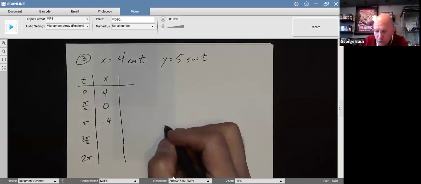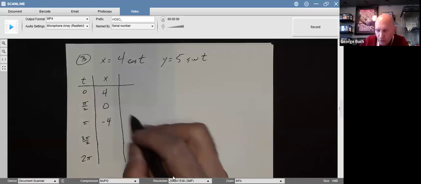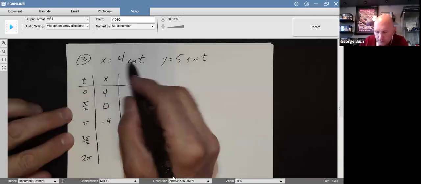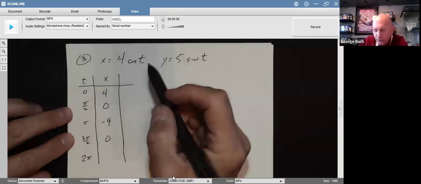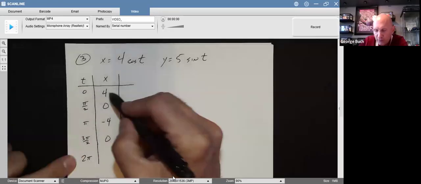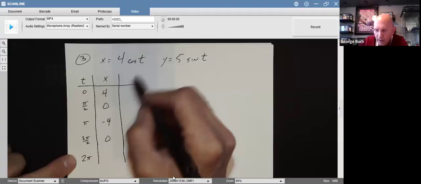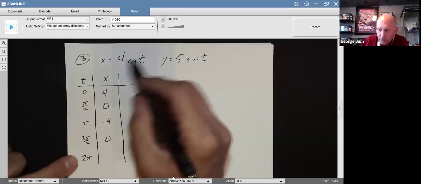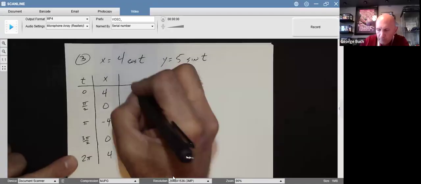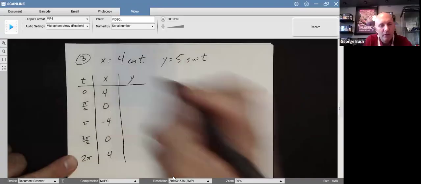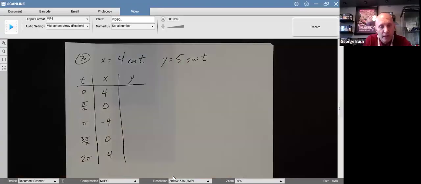3 pi over 2. Cosine of 3 pi over 2 is 0 times 4 is 0. And now we're back around the circle, so I should end up with the same value as here. Cosine of 2 pi is 1 times 4 is 4. So again, you can see why we pick those values, because they're either 0, 1, -1, and it makes our math really easy.